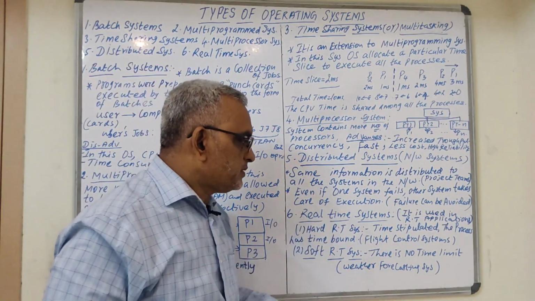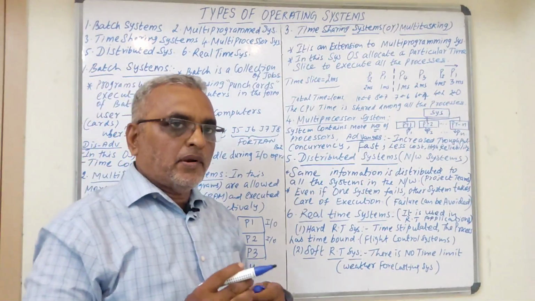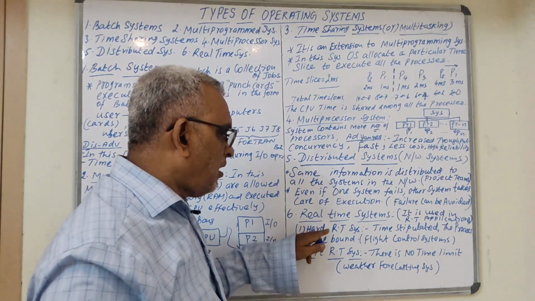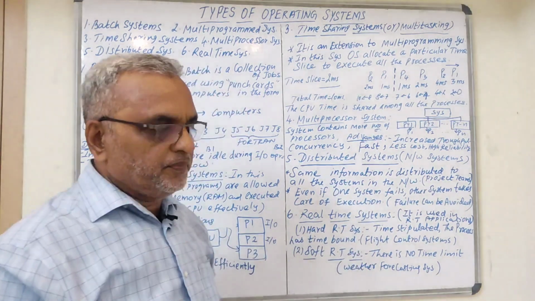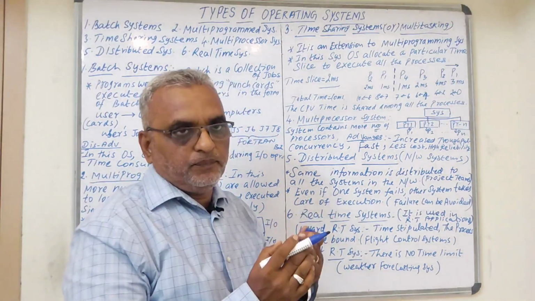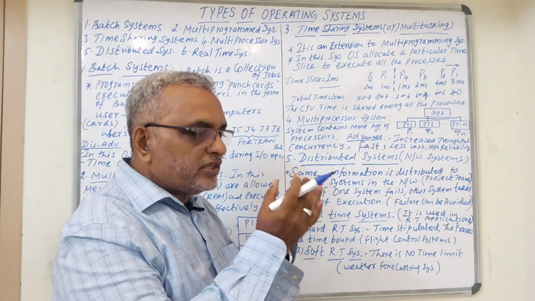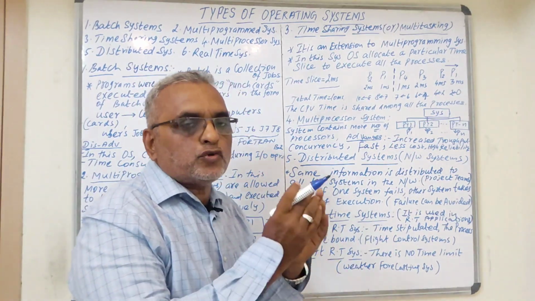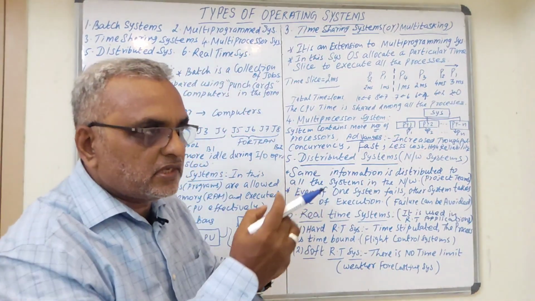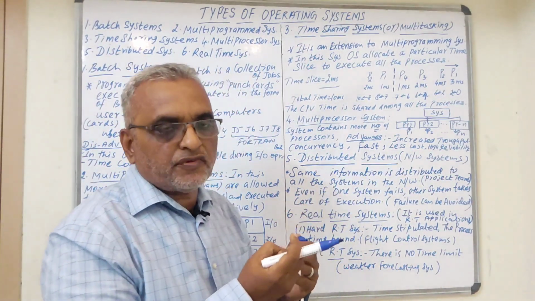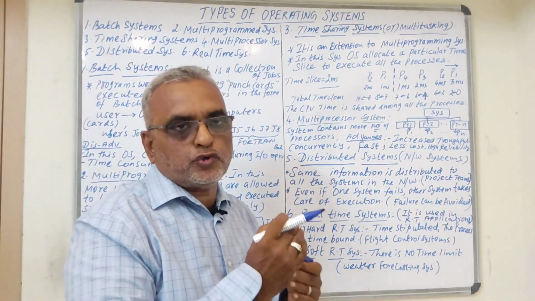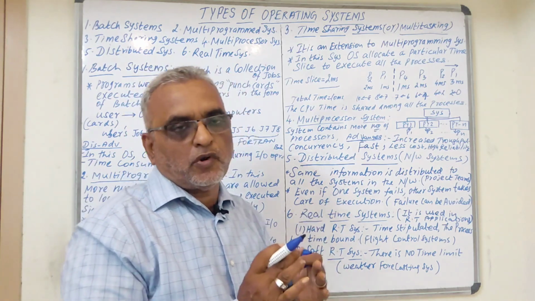Then finally, real-time systems. It is used in real-time applications. Basically we have two types of real-time systems: one is a hard real-time system and another is a soft real-time system. In case of the hard real-time system, it is time bounded, it is time stipulated. It receives some inputs, so immediately it should process those inputs. For example, a flight control system receives signals from the different sensors, so immediately those inputs should be processed and responded to.